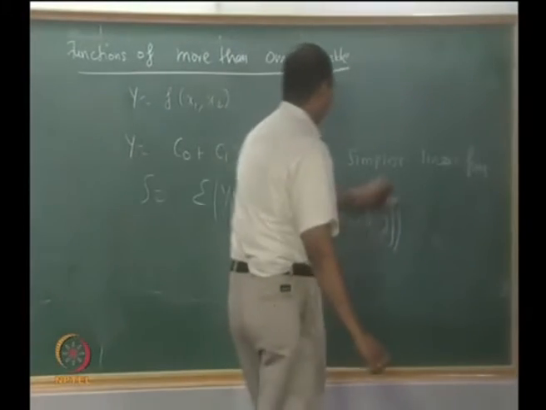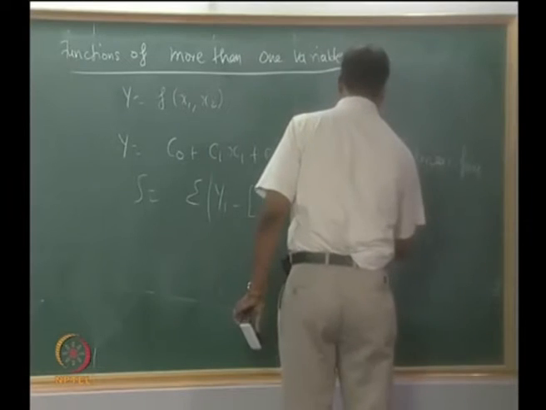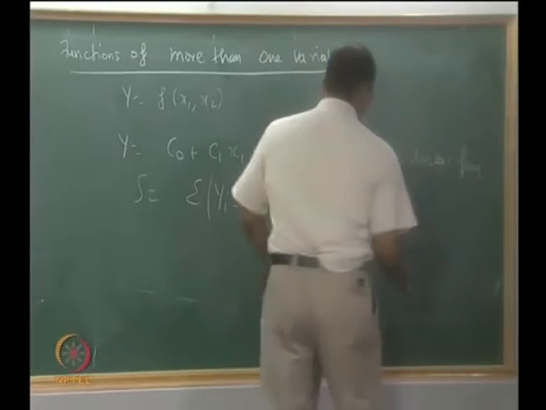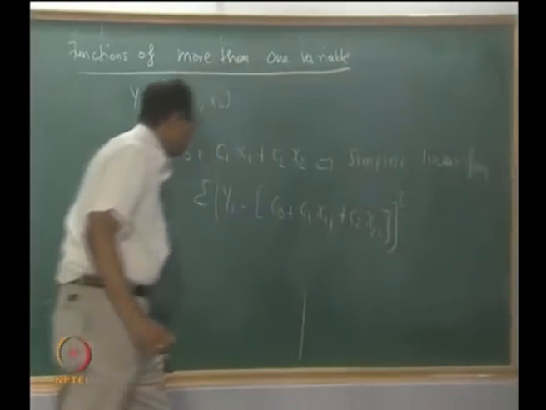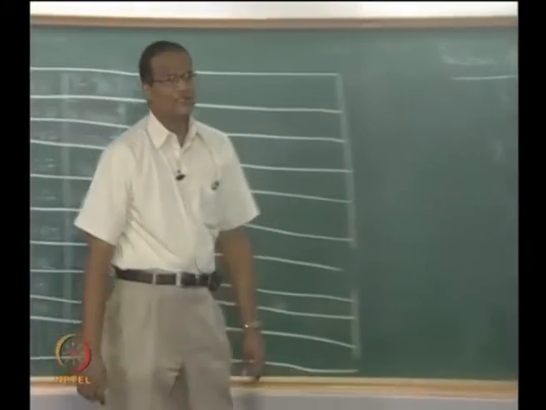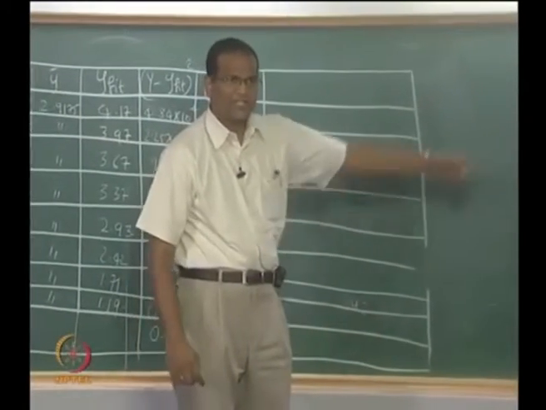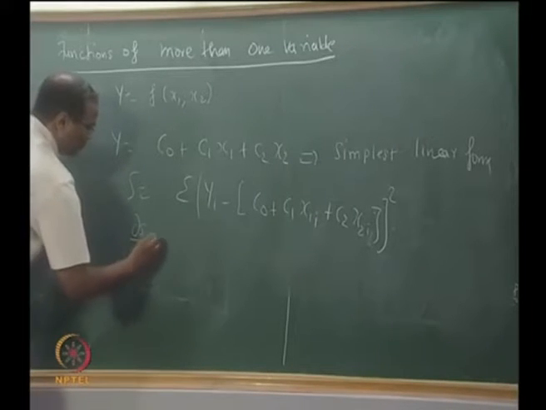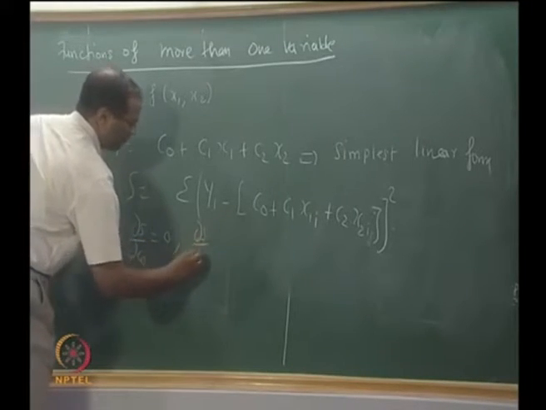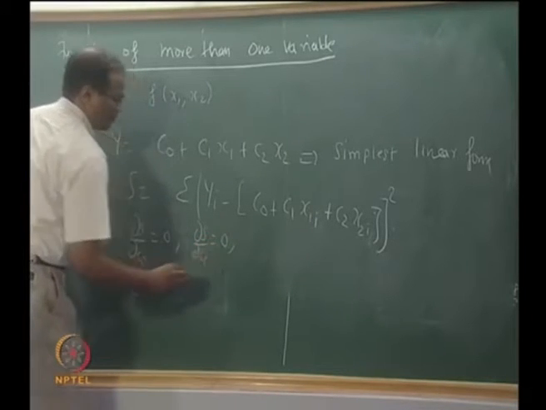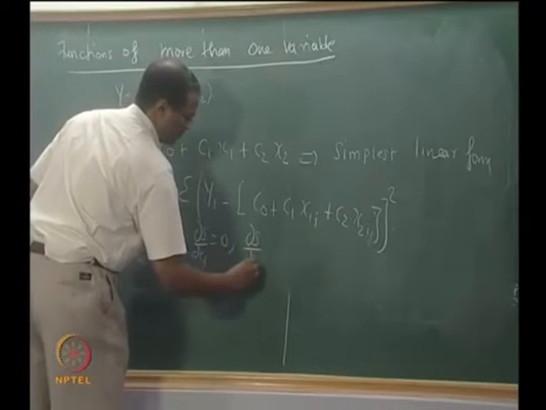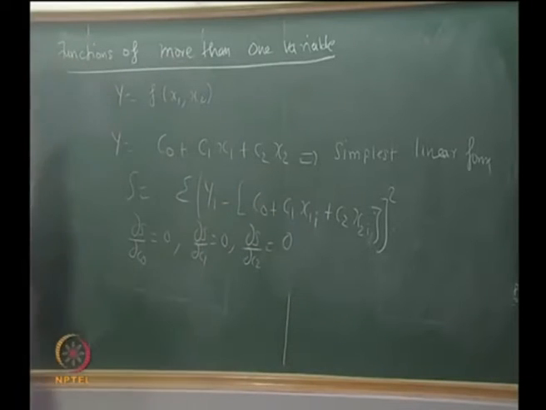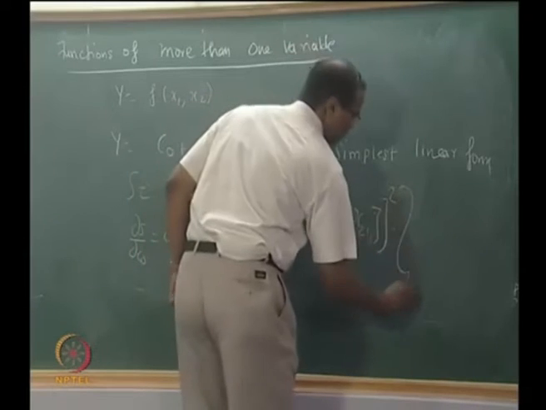Are there too many brackets? Okay, so that is yi minus y fit. This has to be minimized. So I can do three equations, three unknowns.